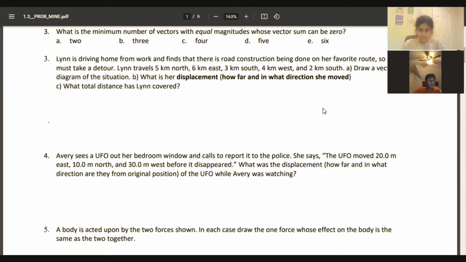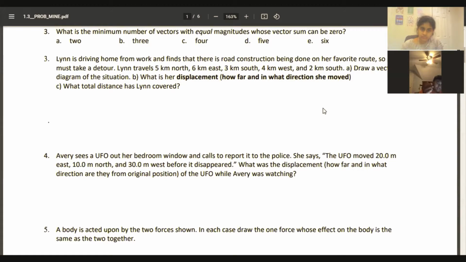So before I do this problem, let's make a clear distinction. Distance is the total length of the path, whereas displacement is really just your change in position. So knowing that information, you can easily solve this problem. This is not necessarily going to be perfect because I don't have a ruler with me, but I'm just going to draw approximately what I have.